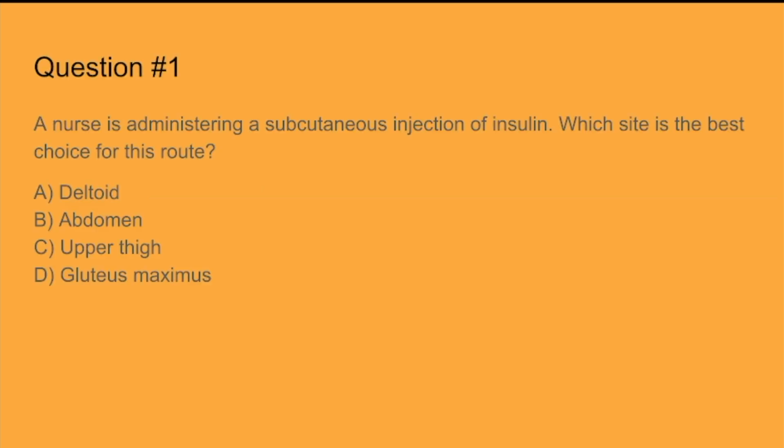So question 1, a nurse is administering a subcutaneous injection of insulin. What site is the best choice for this route? So already we know for subcutaneous injections we should be thinking of the fatty layer of the body. So A would not be the answer because deltoid is an IM injection. B would be the answer because that is the fatty layer of the body, and this is where we would typically give insulin. C and D are also places where we would typically give an IM injection.